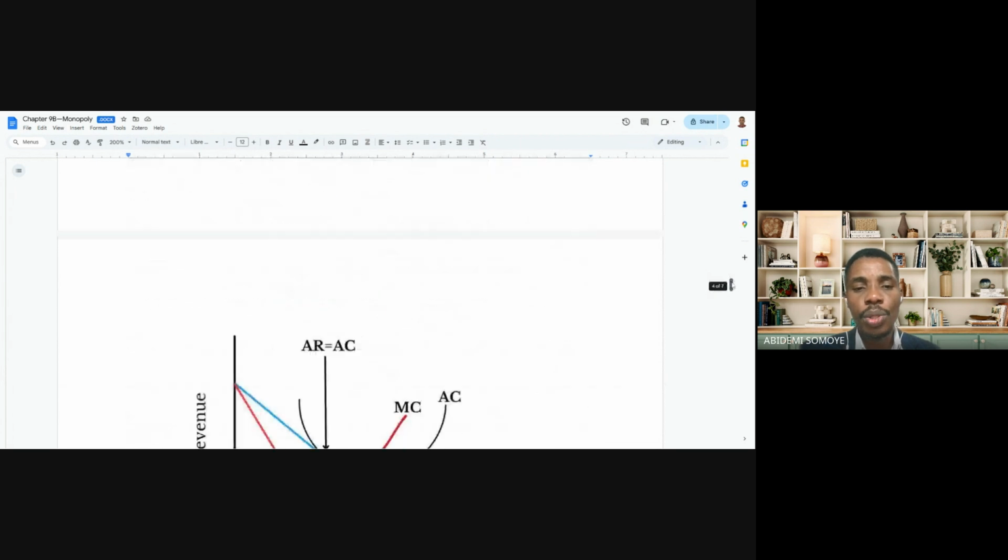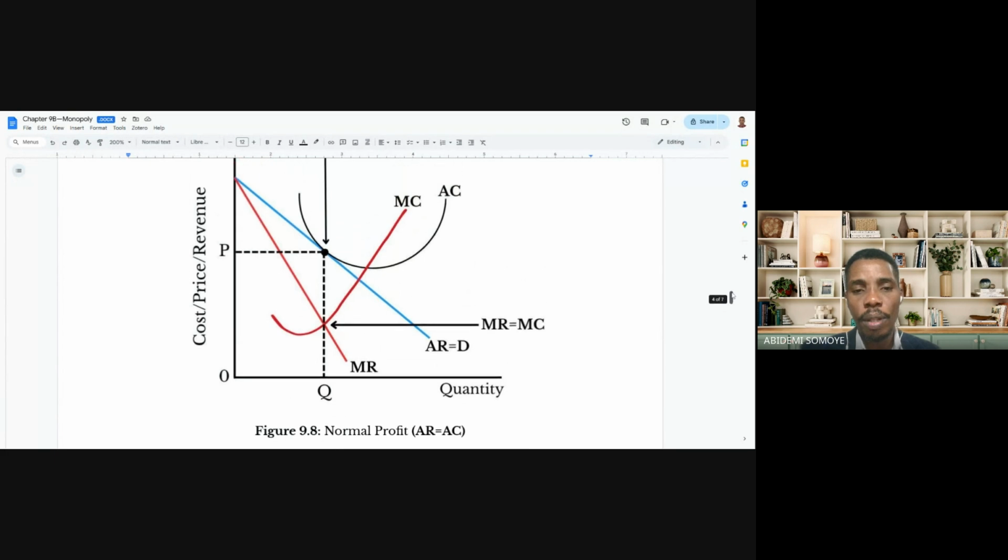Okay, so let's go to a normal profit. For a supernormal profit, economic profit, or abnormal profit, average revenue will be greater than average cost. I mentioned that. But for a normal profit, or zero economic profit, average revenue will be equal to average cost, and this is what you have right here. You can see that right here, average revenue equals average cost. Again, you remember this point where MR equals MC.